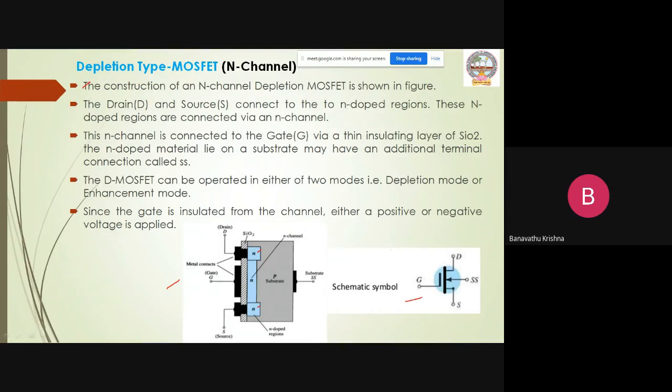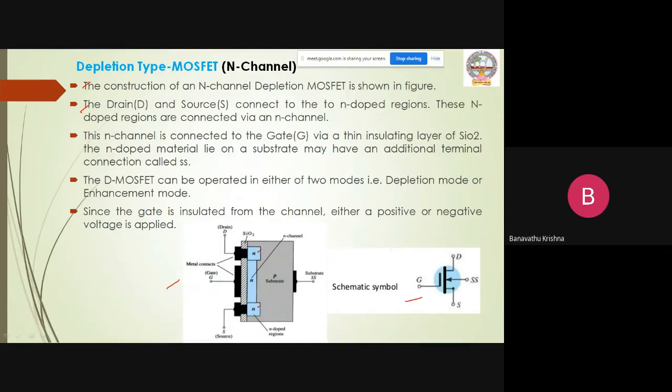This is the depletion mode device. The channel is there here. If the channel is already established, then it is called an N-channel depletion mode MOSFET. It has the drain and source connected to the N-doped region.